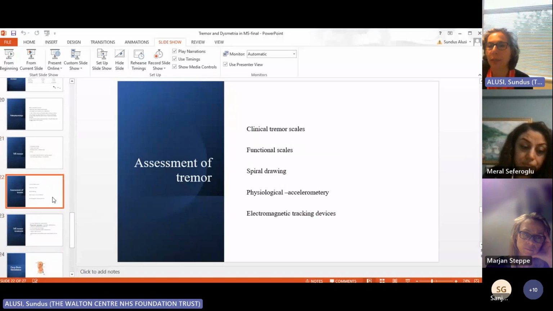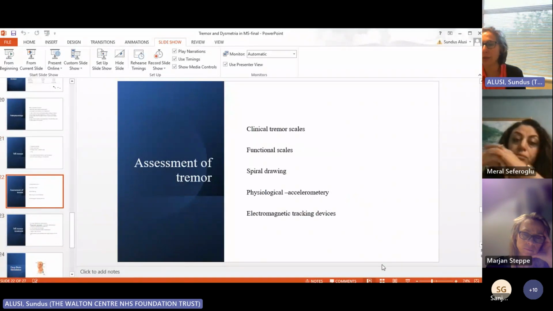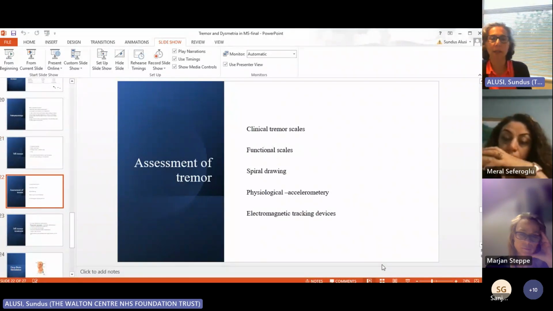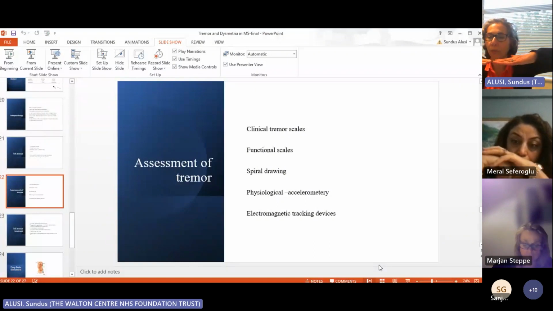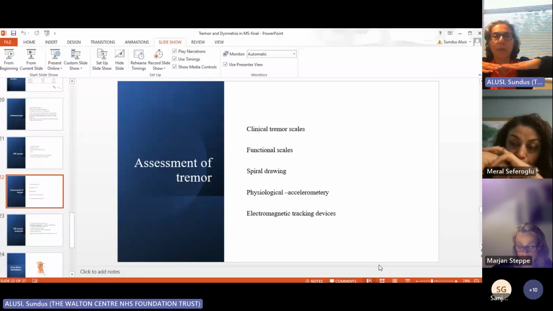So let's come to how you assess them. I showed you the examination a little. Basically you examine the patient at rest, you then put them on posture with the arms extended in front of them. Then you put them with the arms flexed at the elbows, and then you do the goal-directed movement. That's the examination. But you could do scales.